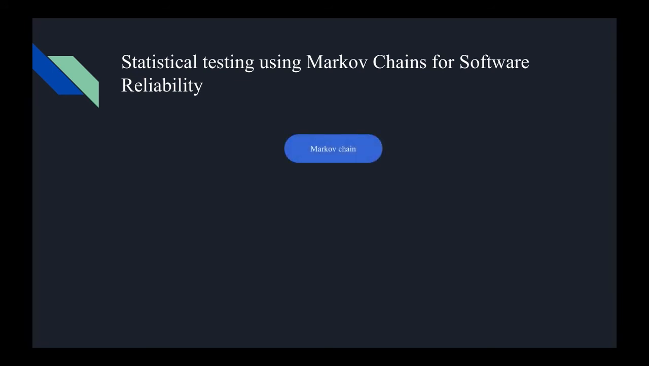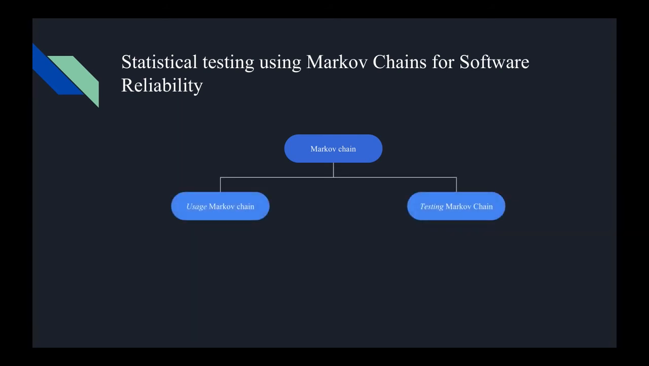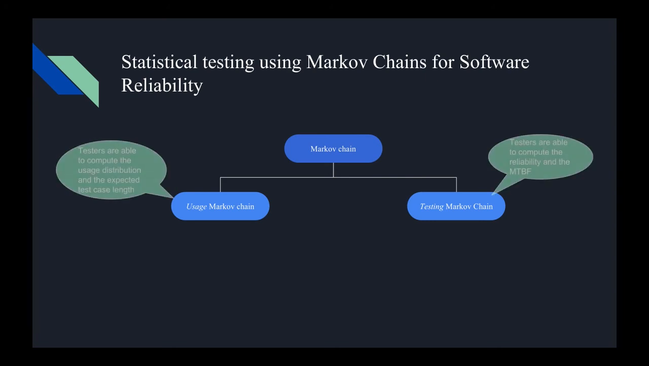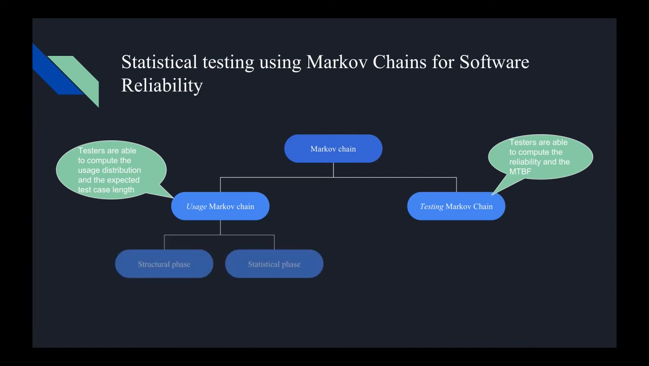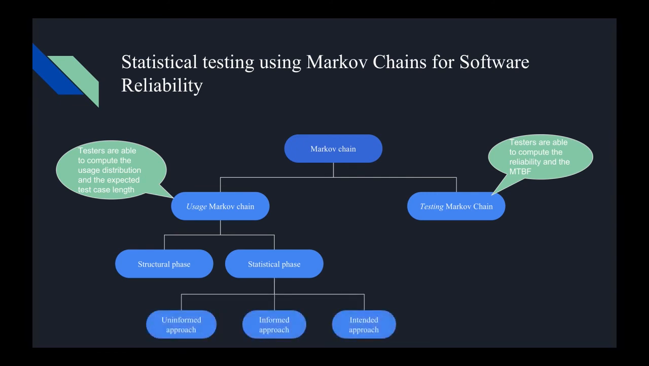There are two chains involved. First is the usage Markov chain. This chain models the software usage and is used as a test case generator, and we can compute the usage distribution and the test case length. The second is called the testing Markov chain. From this, we are able to compute the reliability and the mean time between failure. The usage Markov chain involves two phases, the structural phase and the statistical phase.